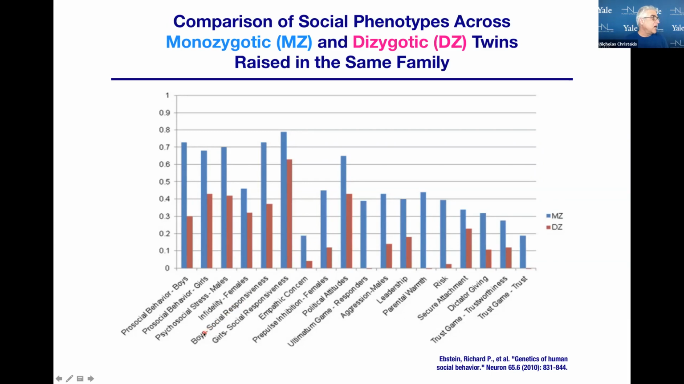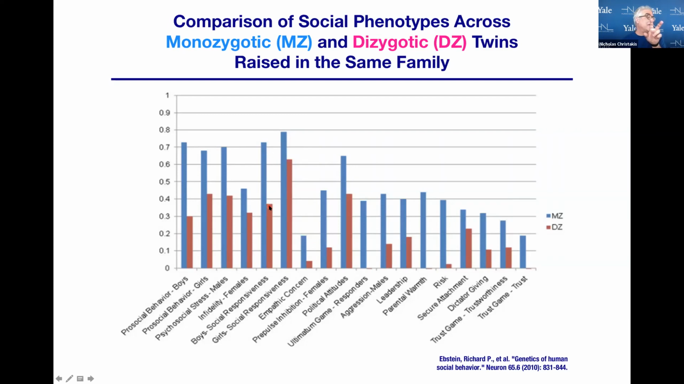So we compare the social phenotypes between pairs of boys that are monozygotic and pairs of boys that are dizygotic raised in the same family. We measure something called the social responsiveness of the boys. So we have two twin boys that are monozygotic, they are identical twins. And we see that knowing the social responsiveness of one member of that twin pair is really good at predicting the responsiveness of the other, like 70% or whatever that is, of the variance can be explained.